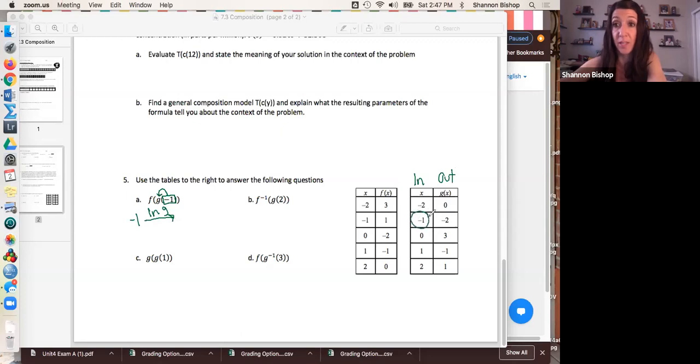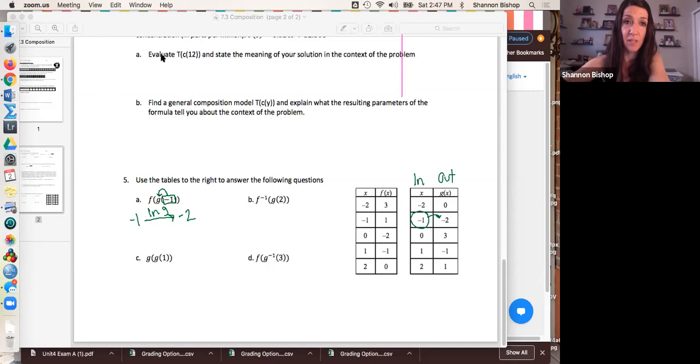Ta-da! -1 is the input of the function named g. So his answer is -2. So this intermittent answer is -2. But it's composition. Now that you know that when you input -1 to g, you get -2, okay, fine.